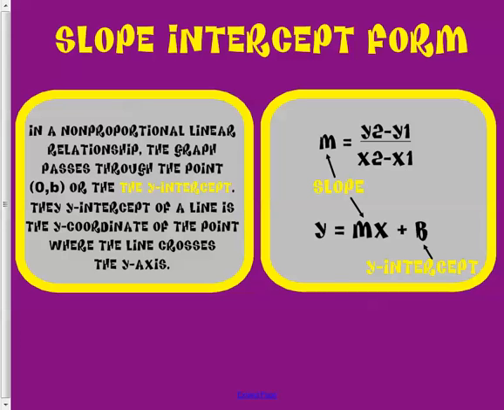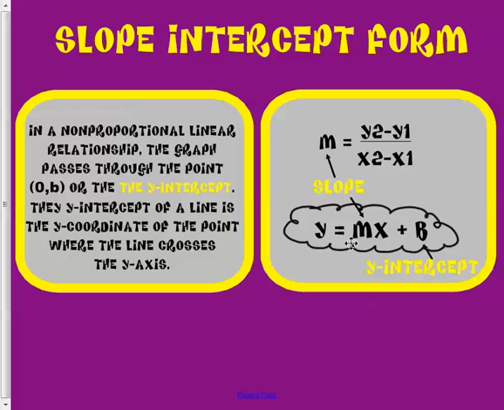Hey guys, today we're talking about slope-intercept form. Slope-intercept form helps us when the function is not proportional but is still a linear relationship. For example, if it crosses the y-axis at a different point other than 0, 0, then we use slope-intercept form. This right here is the equation for slope-intercept form.